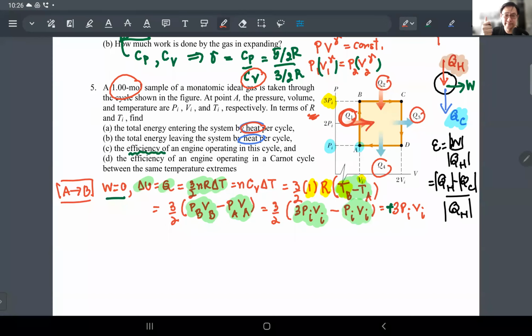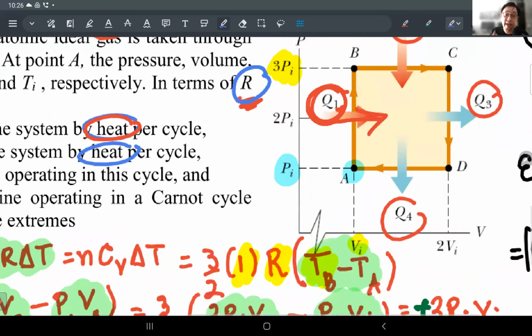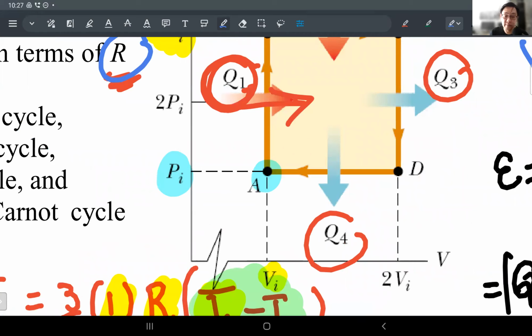Okay, does that help? But we might still be stuck with a little bit of a problem. They want the final answer to be in terms of R and T sub i. Don't worry, we can manipulate these terms very easily. The reason I say that is because it's 1 mole of gas, and everything is already there on the PV diagram. So there's nothing to worry about.